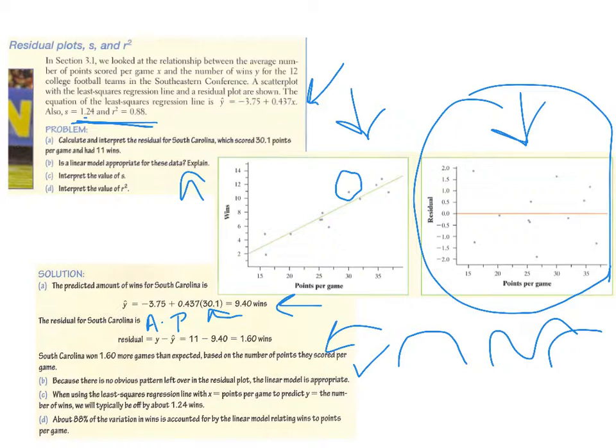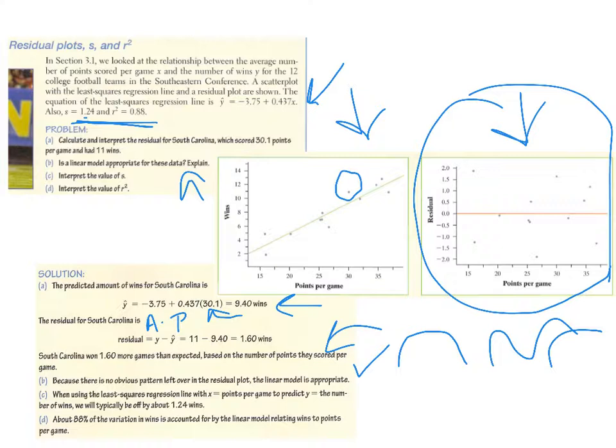Part C has us interpreting the value of s. So s is 1.24. When I want to interpret it, again, I have to have my context. When using the least squares regression line, I have to define my line. So when I'm using that least squares regression line with x equals points per game to predict y equals the number of wins, we will typically be off by about 1.24 wins. This is basically my typical residual value. It's going to be 1.24 wins.